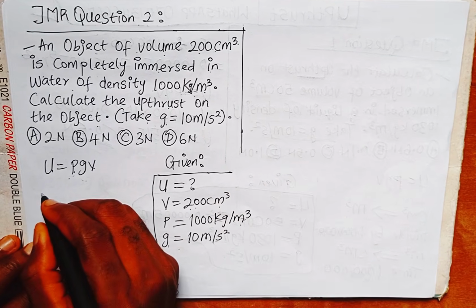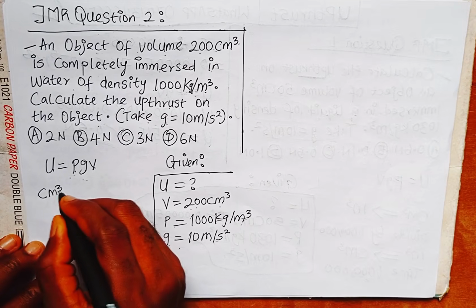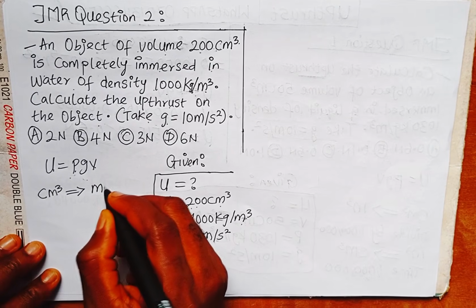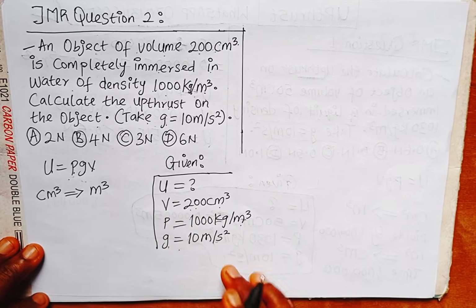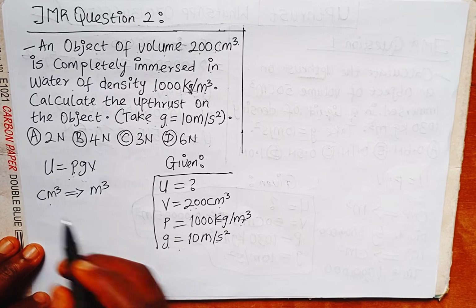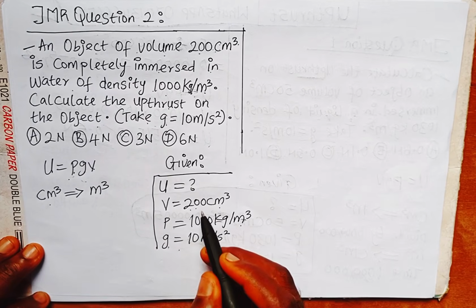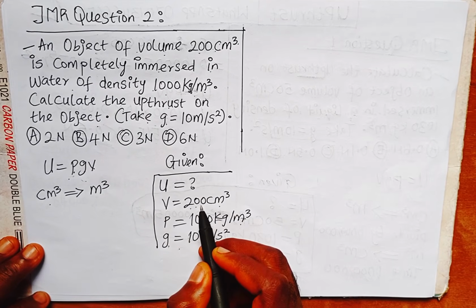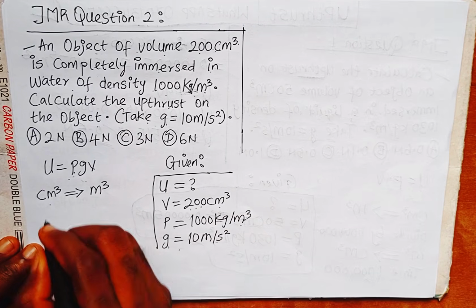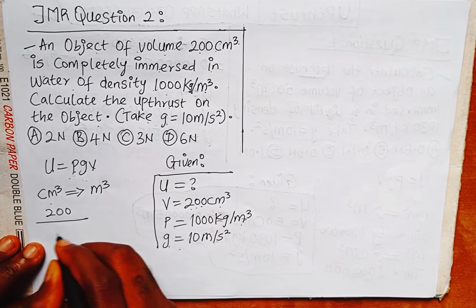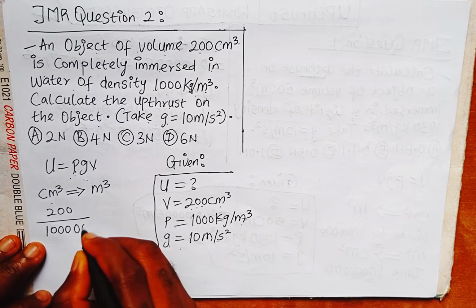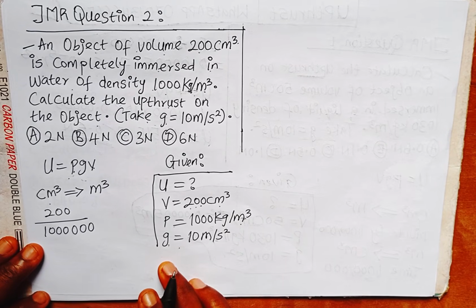To convert cubic centimeter to meter cube, what are we going to do? We are going to divide the value by 1 million. The value is 200, so we divide by 1 million. So 200 over 1 million. What are we going to get?